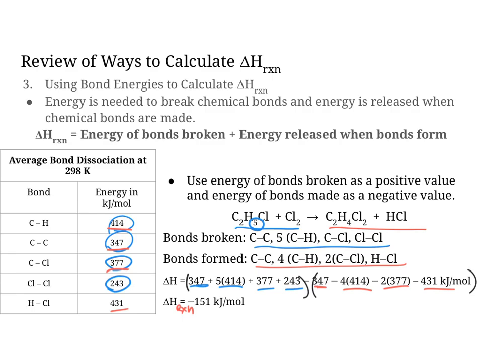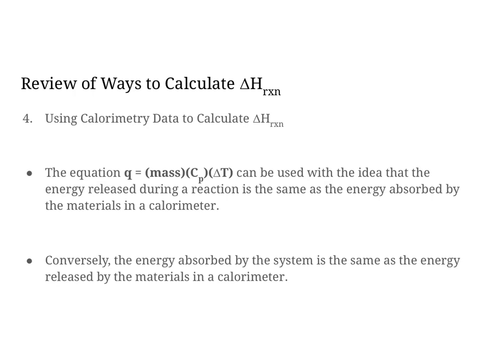And then there's one more, and we use calorimetry data. When we use calorimetry data, we go back to using the formula Q is equal to mass times specific heat times change in temperature, and that will give us our value in joules, and then we'd have to convert that to kilojoules. So we use the idea that energy released during a reaction is the same as the energy absorbed by the materials in the container. And as a result, the energy absorbed by the system has to be the same amount as the energy released by the system, so it maintains equilibrium.